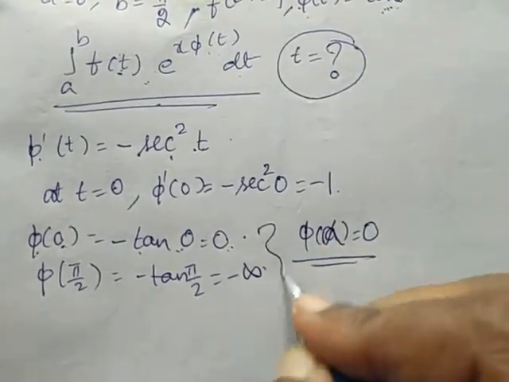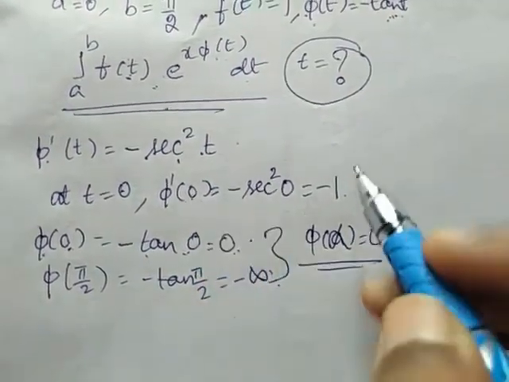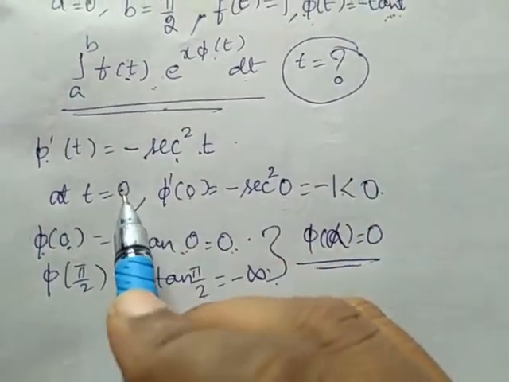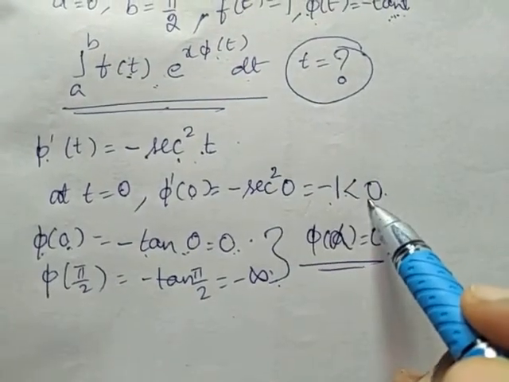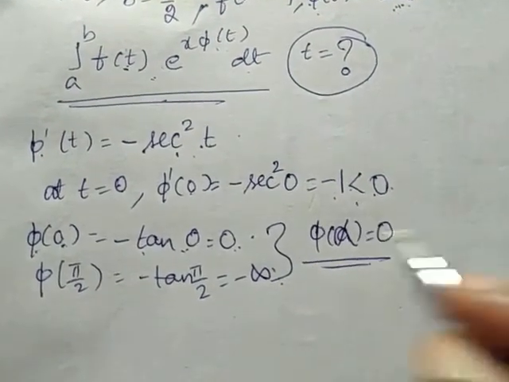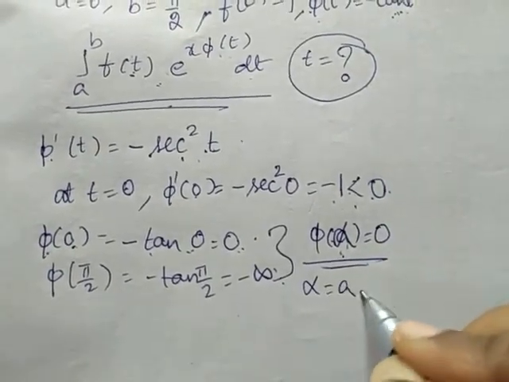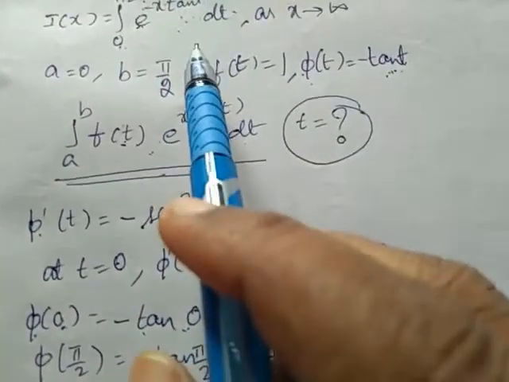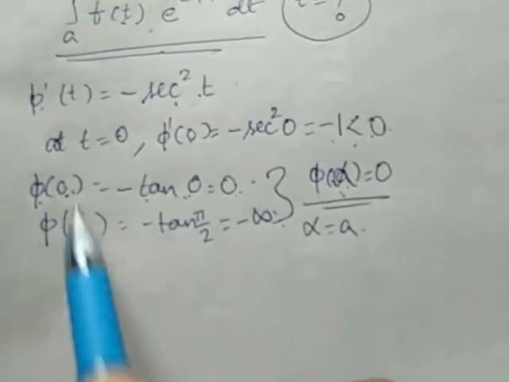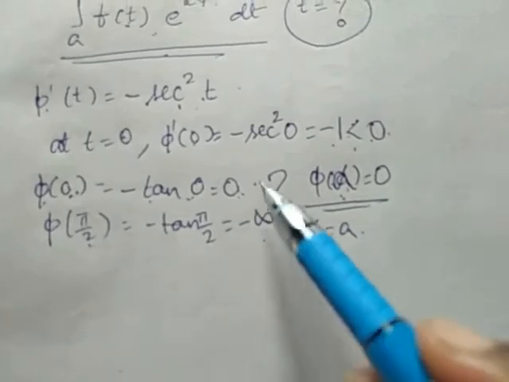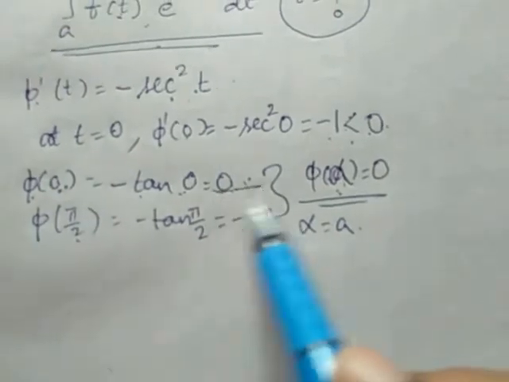So for 0 to be the maximum, phi dash should be less than 0. Here when we substitute t equal to 0, we get minus 1. Therefore phi dash of 0 is less than 0. So which case is this? Alpha is equal to a itself. Here we have the interval 0 to pi by 2, so the values go from 0 to minus infinity. Whatever values in between we take, it will be a negative value. We have the maximum at 0.